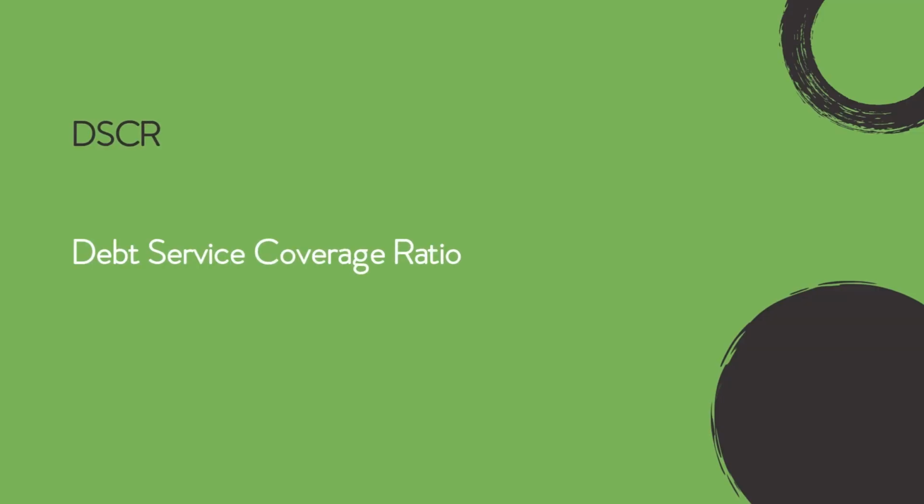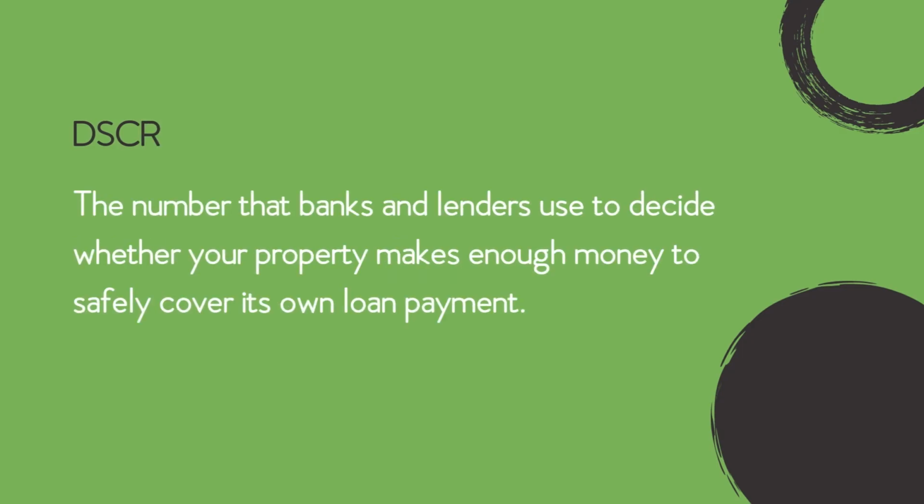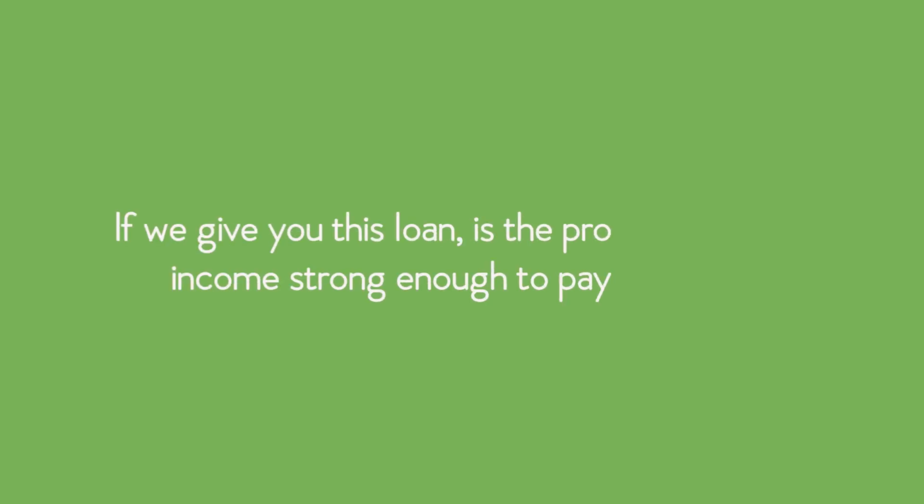DSCR stands for Debt Service Coverage Ratio. Simply put, this is the number that banks and lenders use to decide whether your property makes enough money to safely cover its own loan payment. It's a way to answer the big question. If we give you this loan, is the property's rental income strong enough to pay us back?